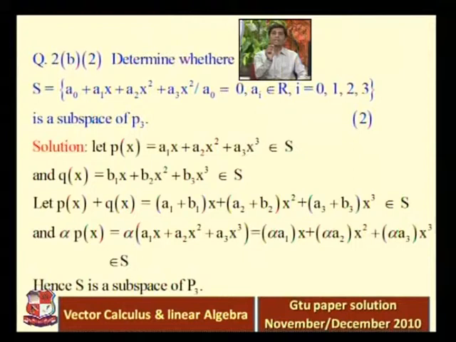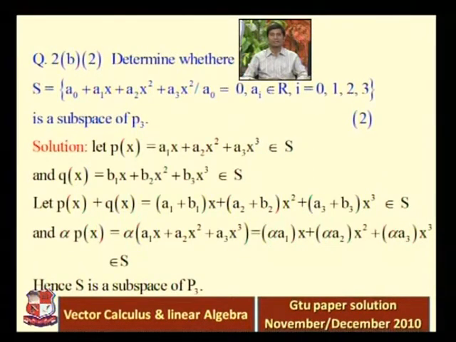We started with P and Q, any two vectors belonging to S, and proved that P(x) + Q(x) also belongs to S. We started with any alpha belonging to R and P(x) belonging to S, and proved that alpha P(x) also belongs to S. So the two conditions are satisfied, and that's why this set is a subspace of P3.